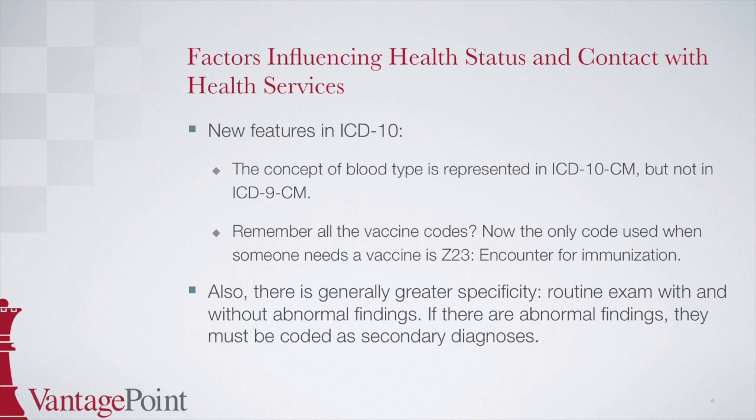Another change is that there are no more specific codes for the type of vaccine the patient is receiving. All those vaccine codes have been replaced by a single code, which is Z23, encounter for immunization. There is also generally greater specificity, such as routine exam with and without abnormal findings. If there are abnormal findings, they must be coded as secondary diagnoses.